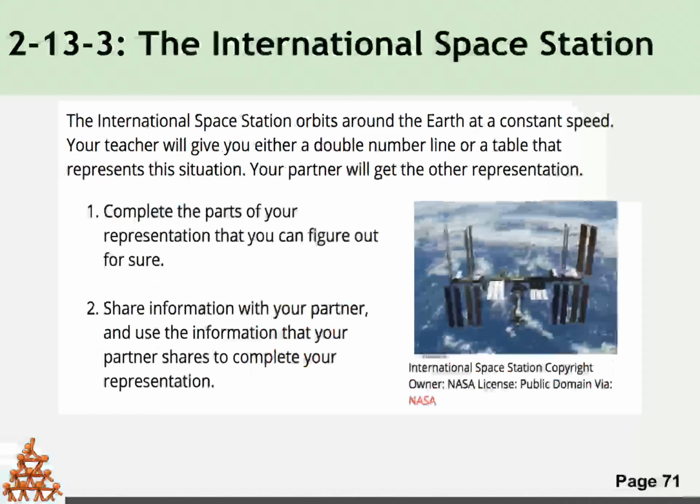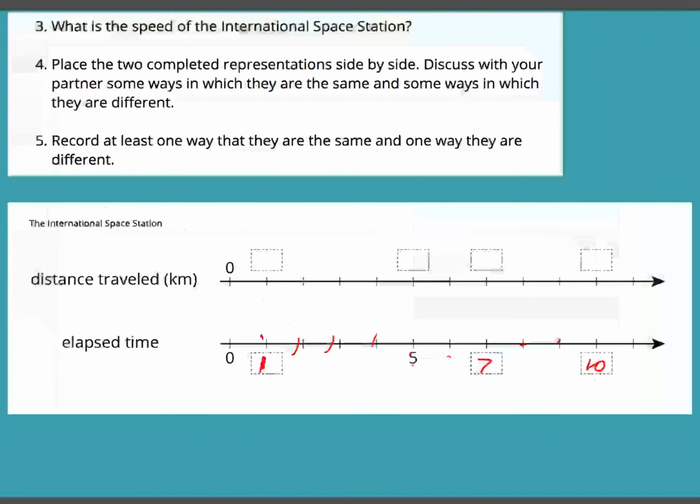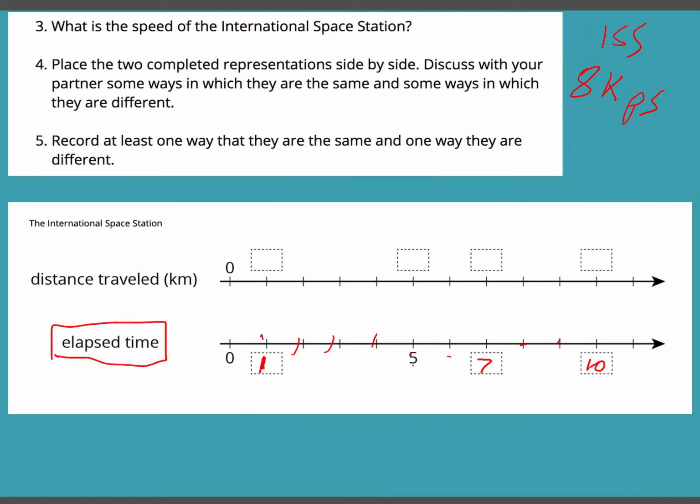Let me go back and look at my other question. So the ISS, the International Space Station, travels at 8 kilometers per second. 8 kilometers per second. So here's our elapsed time. 0, 1. So here's per second. Remember that word per. So we go 8 kilometers per second.